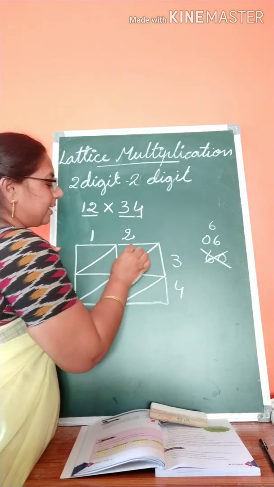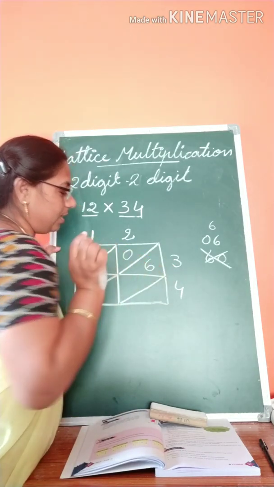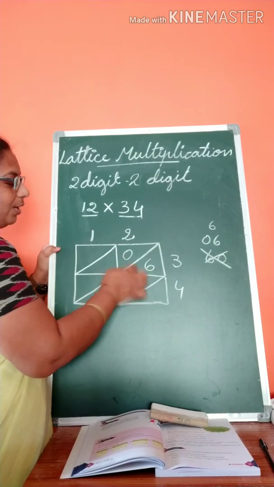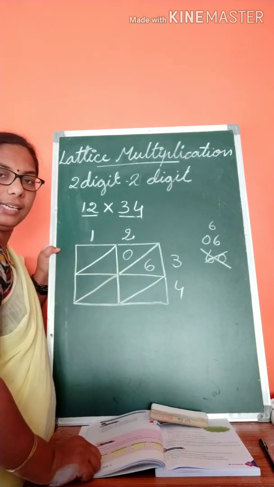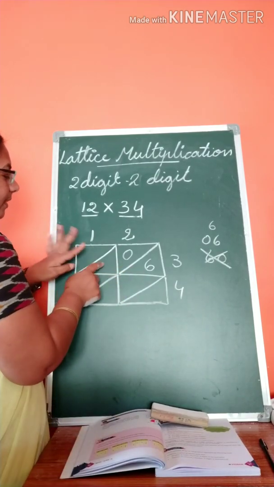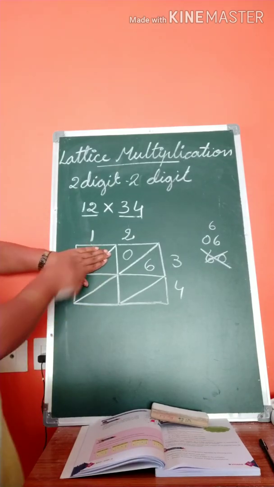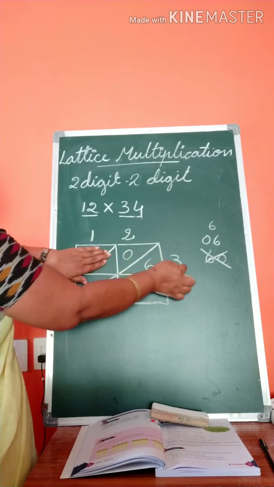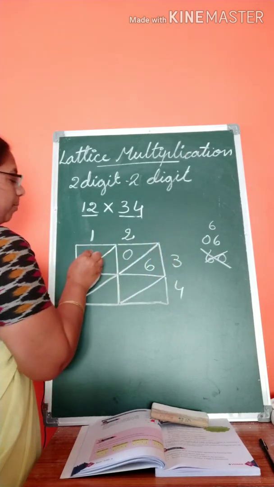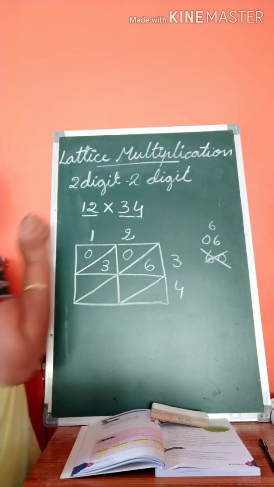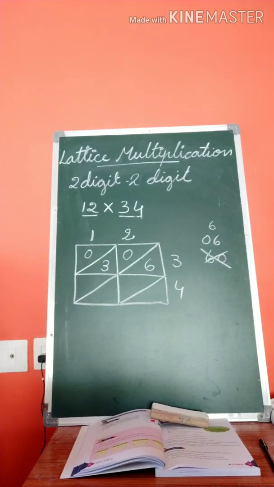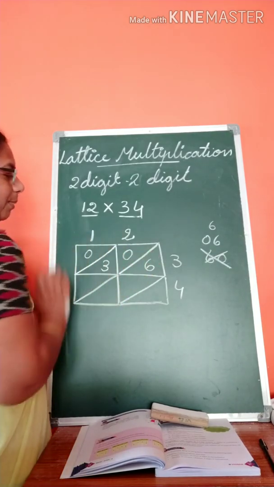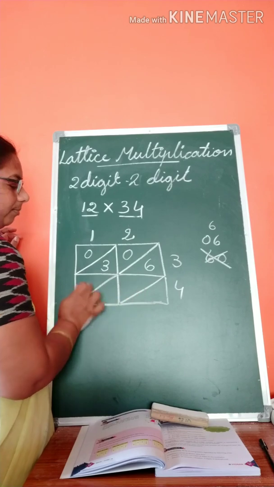So 2 3s are 6, which can be written as 0, 6 to fill the two triangles. Now, take this box here. For this box it is 1 and for this side it is 3. So 1 3s are 3, and 3 can be written as 0, 3. Okay, so this part is completed. Now coming to this part.